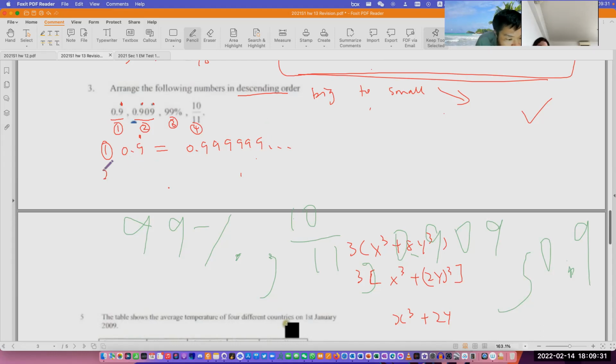Then the next one, which is 0.909 with 2 dots above. What this means is 909, and then 909 repeats itself, and then 909 repeats itself non-stop. Okay, next, 99%. So 99% is simple. We all know what 99% is. It's 0.99.